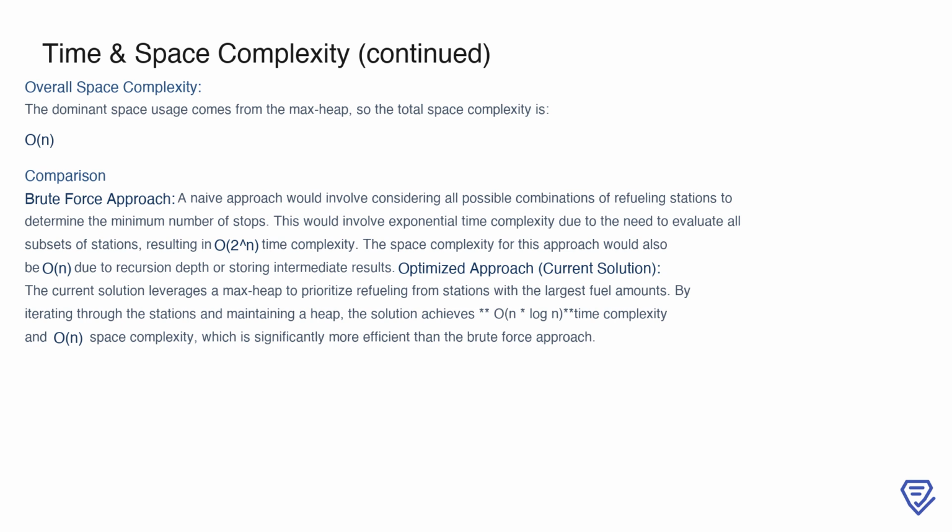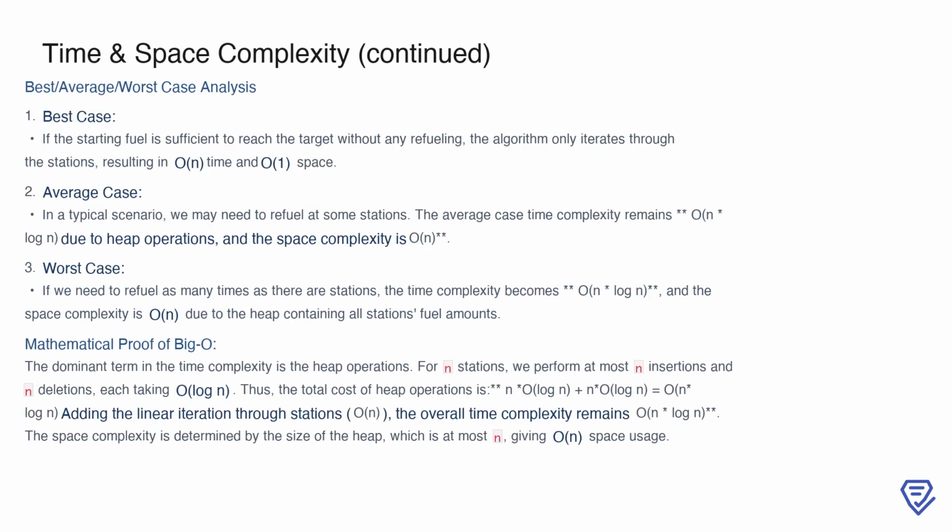In contrast, the optimized solution leverages a max heap to prioritize refueling from stations with the largest fuel amounts. By maintaining this heap and iterating through the stations, we achieve a much more efficient time complexity of O(n*log n) and a space complexity of O(n), making this approach significantly better than the brute force method. Breaking down the best, average, and worst-case scenarios, we see how the algorithm adapts to different inputs.